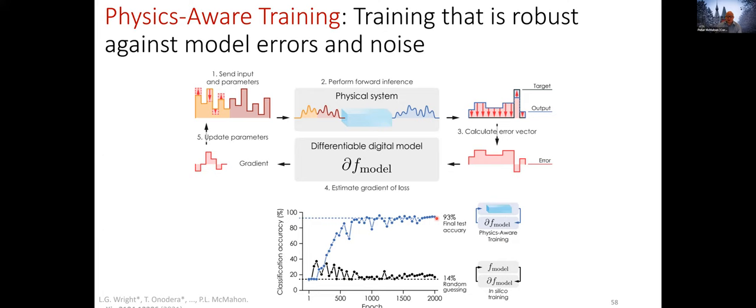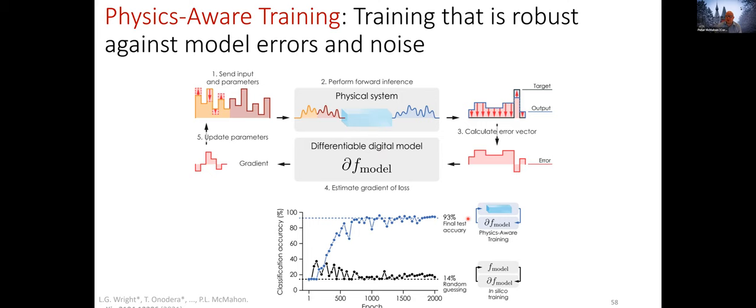But if you only train with the model on a laptop, and then at the end of it just run inference on the hardware, you get no better than random guessing. This is because you will go to weird parts of parameter space that do not correspond to reality if you only use a model.